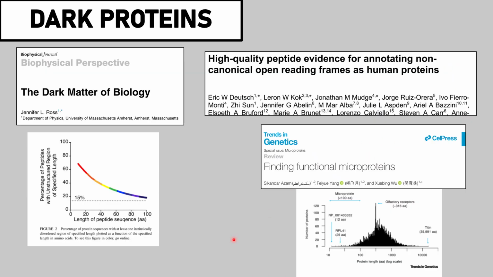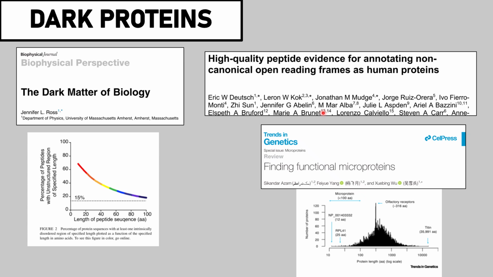Now, other points to bring up with dark proteins, this paper from 2016 going over the dark matter biology, including proteins, really talks about how in cells there are intrinsically disordered proteins that don't keep their shape, they're disordered, and so that adds an additional wrinkle. And again, this article from 2024, high quality peptide evidence, turns out the places that we thought were non-coding, some of them do code.